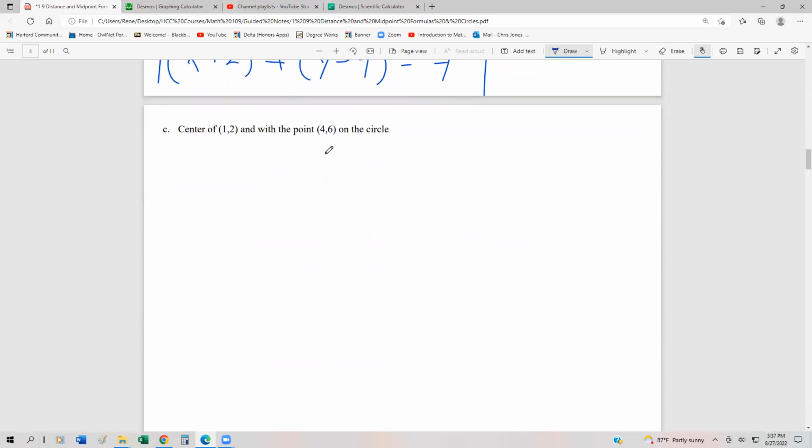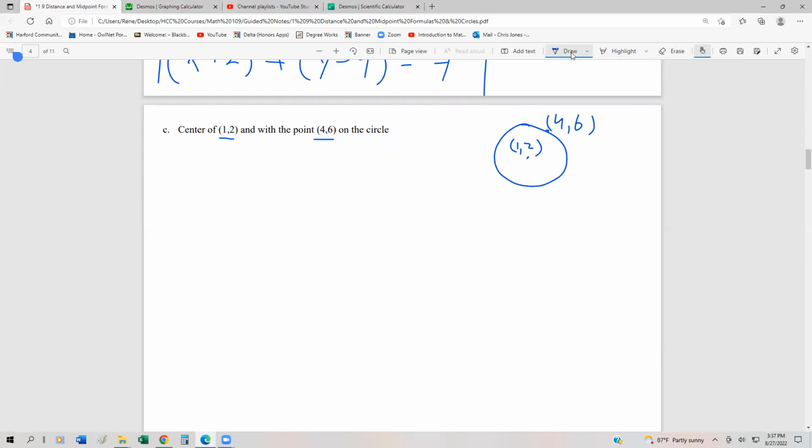A third example, this time we have a center of (1, 2) and a point (4, 6) on the circle. All right, so let me just quickly draw this so that way you can see, and just imagine that it's somewhere in our Cartesian plane. So this is our center right here. That's the point (1, 2). And then somewhere over here is the point (4, 6), not to scale.